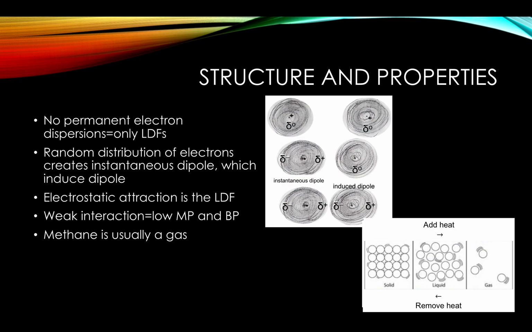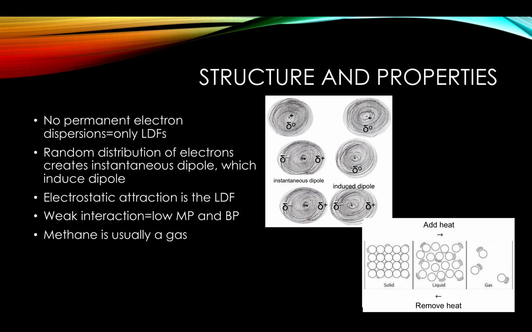Since there are no permanent electron density dispersions in the molecule, and therefore it isn't polar and it doesn't have any charges, the only interactions that can occur between molecules are London dispersion forces, which occur when the electrons of the molecule randomly disperse to one side of the molecule and create an instantaneous dipole, which has a partial positive and a partial negative charge. The instantaneous dipole induces a dipole, and the partially negative side of one molecule is attracted to the partially positive side of another molecule through electrostatic interactions. The attraction between the two molecules is called the London dispersion force, or the LDF.